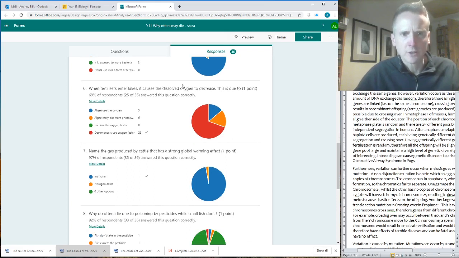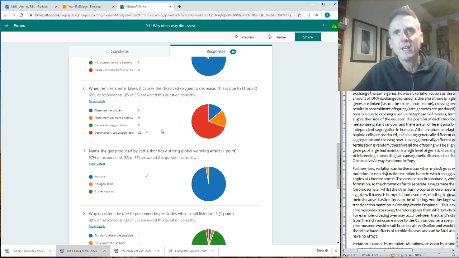Fertilizers enter the lake, causes dissolved oxygen to decrease because the decomposers use the oxygen faster. You think it's down to the algae. The lake turns green, but the algae actually make oxygen. They're doing photosynthesis, so they're making oxygen, so it can't be that one. They do carry out more photosynthesis, but that again makes oxygen and uses carbon dioxide. So the only one that makes sense is the last one.